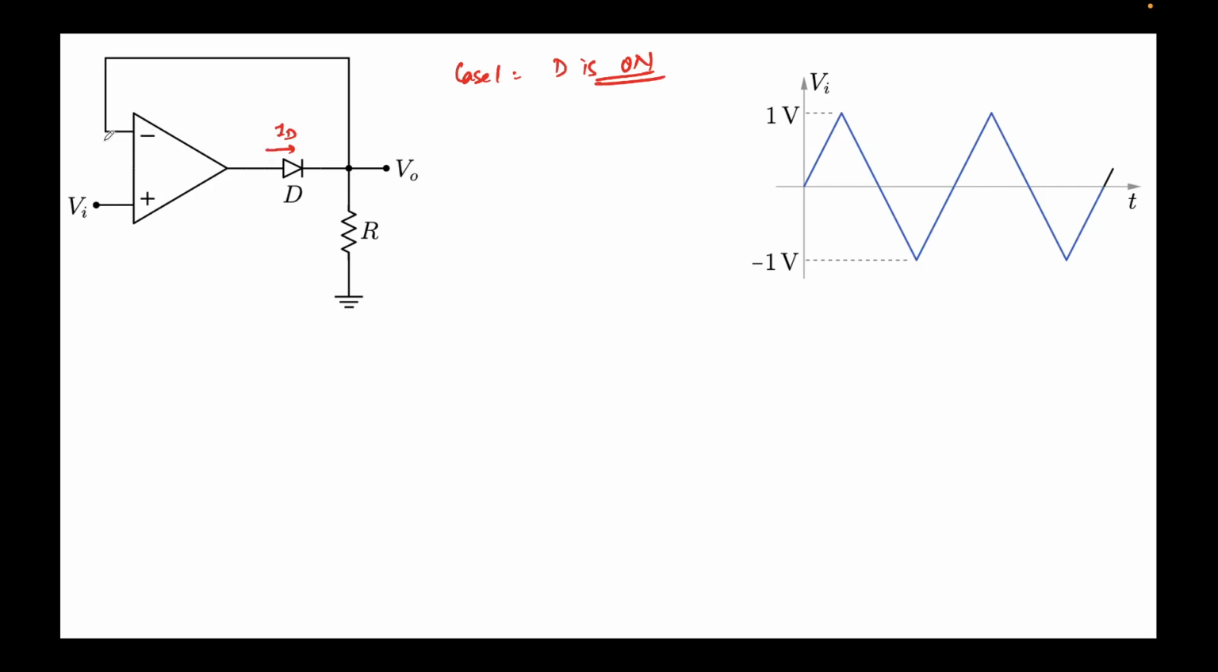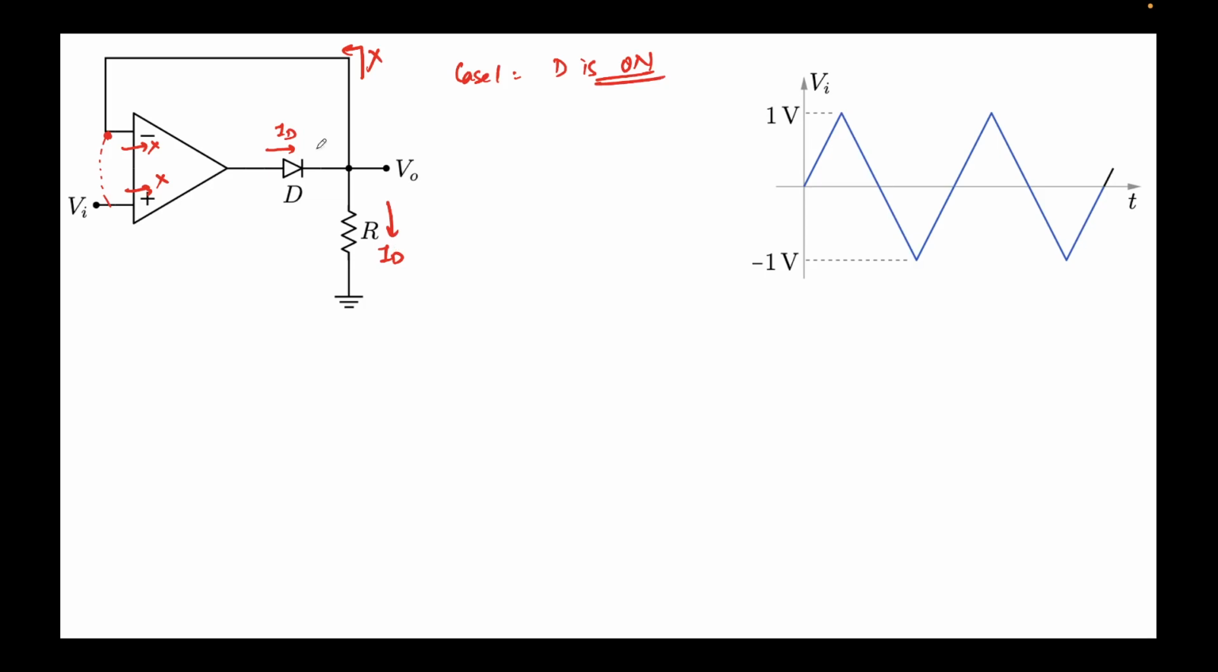So V plus will approximately be equal to V minus, which is also known as the virtual short condition, and I am assuming that no current is flowing inside the op-amp, because this is an ideal op-amp. If no current is flowing inside, there is no current flowing over here. So no current can flow here, and there is only one path. This means whatever ID is, it's going over here. That's the only pathway for the current to flow.